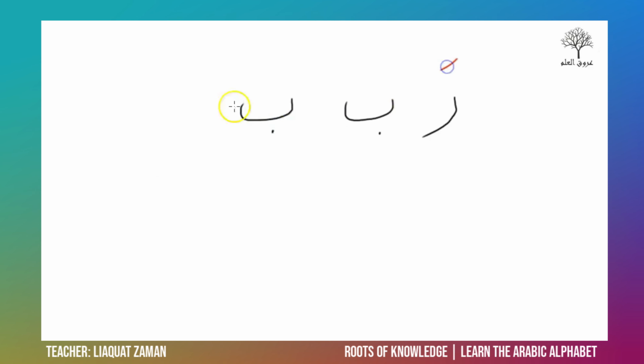So try and pronounce these letters together. So we have a Fatha, the Ra, Sukun, Kasra. So Rabb, Bi. Ra joins with the Ba, Rabb, and Bi.